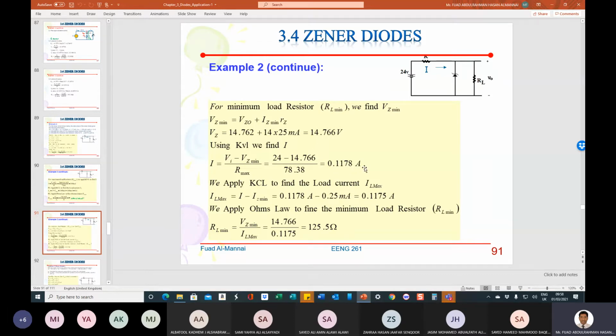0.1178 amps. Apply KCL over here to find IL max, and IL max will be equal to 0.1175 amps. Okay, all right, use Ohm's law. Divide VZ min, which is 14.766, by this current IL max, and that will give you 125.5 ohm. So this is your RL min.